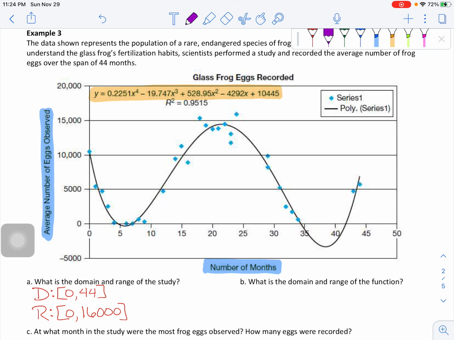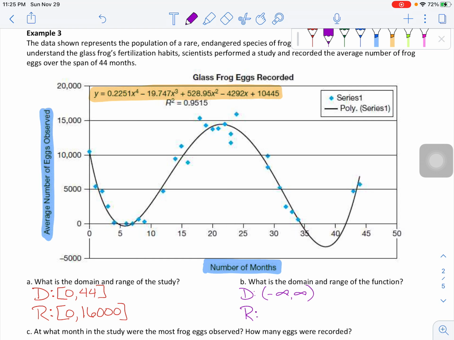So the function is the actual black line that's been drawn here. It doesn't really connect the dots, but it models the behavior to give the scientists an idea of maybe what's going to happen at month 50 or month 100. So what is the domain and range of the function? Well, the domain of a polynomial function is going to be from negative infinity to infinity. So this graph is going to keep going to the left, and this part of the graph is going to keep going to the right. It's everything, so it's negative to positive infinity.